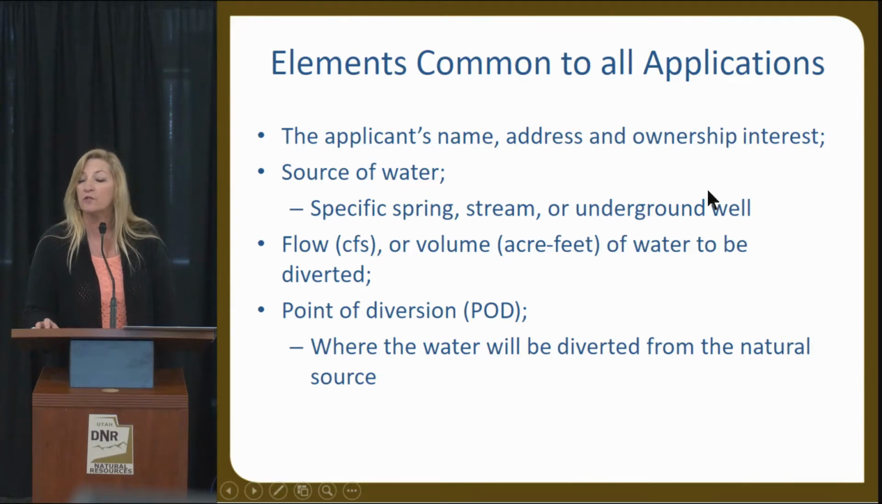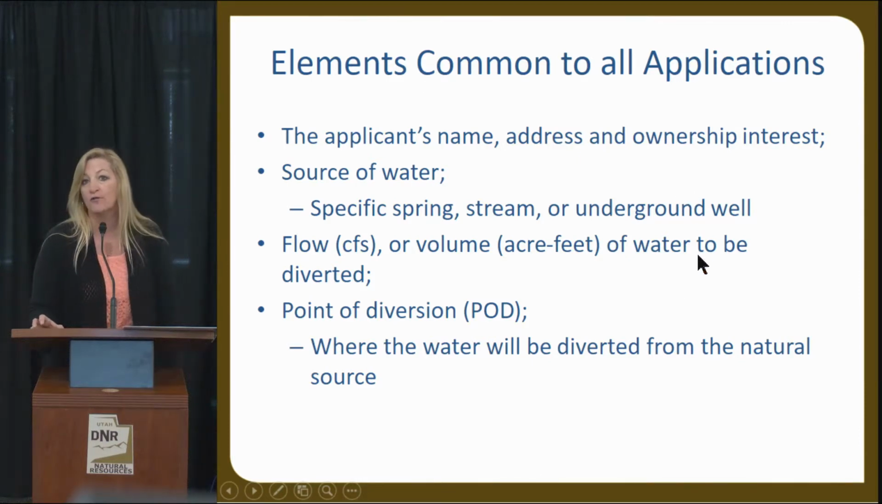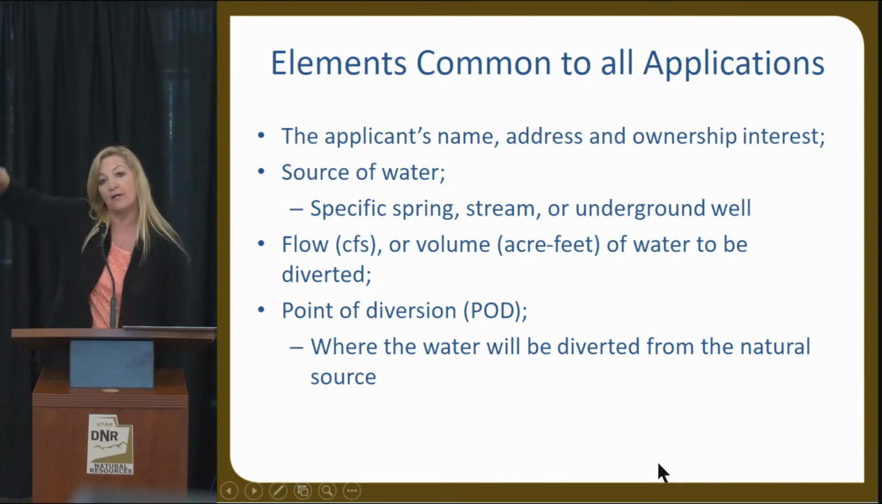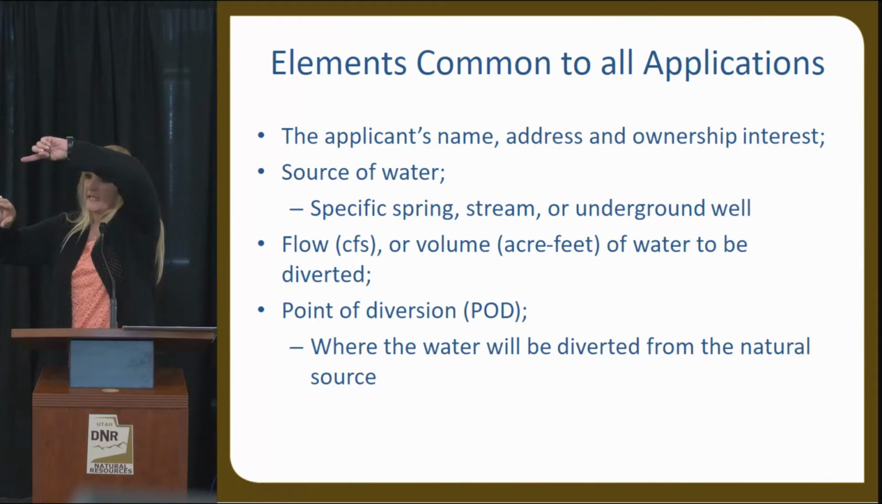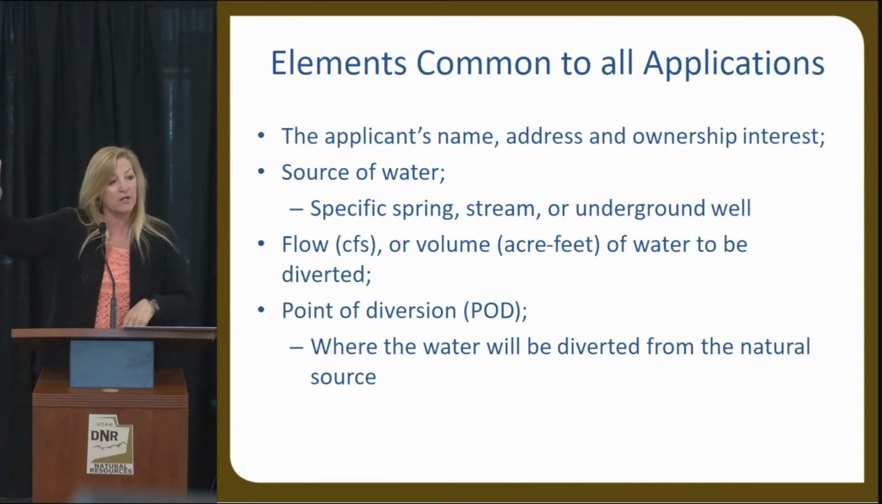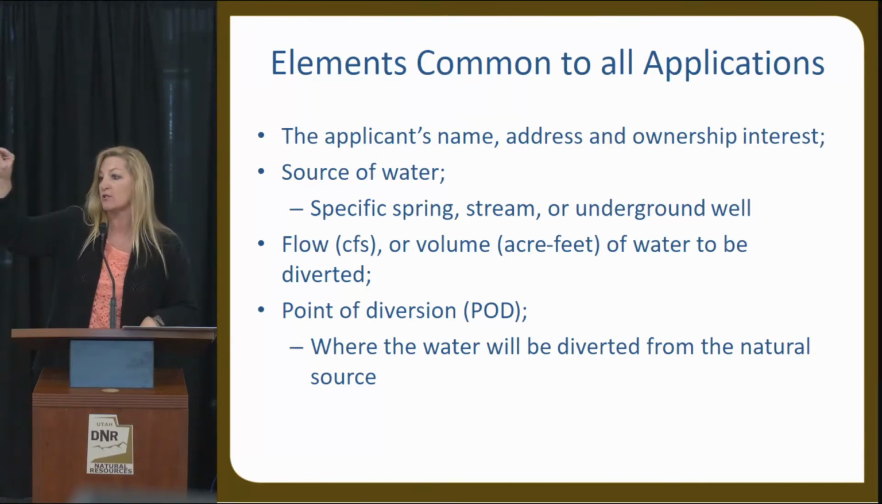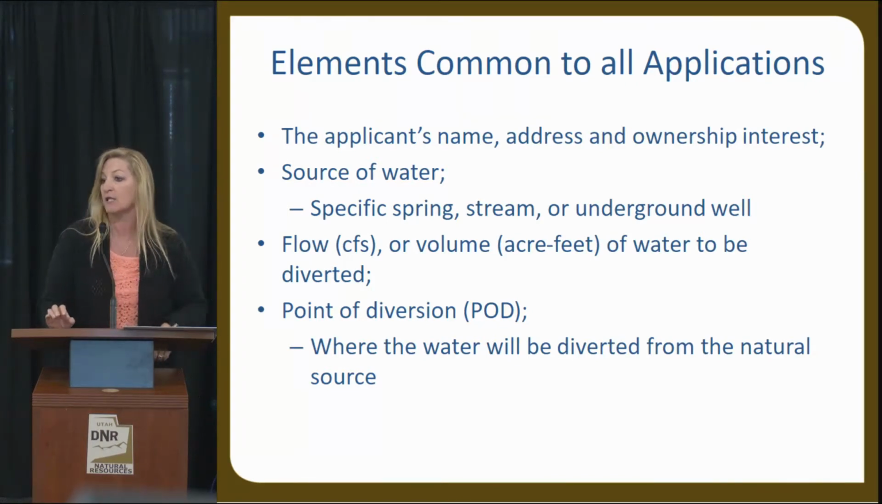So the point of diversion is actually where you are diverting the water from its natural source. For instance, there's a river here, and you're going to put a pump here, and then you're going to ditch it over to here, and then you're going to divert from the ditch onto your field to irrigate. Your point of diversion is where you are taking it out of the river, not where you're taking it out of the ditch. So that is a good distinction that you need to be aware of.